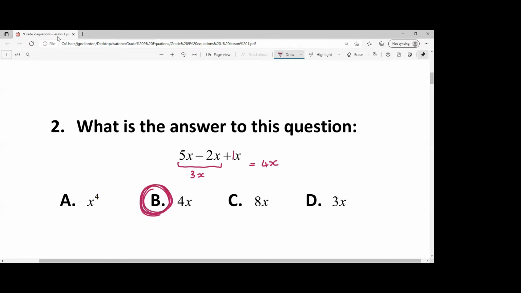So everyone who got B, well done. Excellent. I'm clapping for you. And this was just to make sure that we know what happens when we're plussing and minusing x's from each other, because we're going to be doing that a lot.